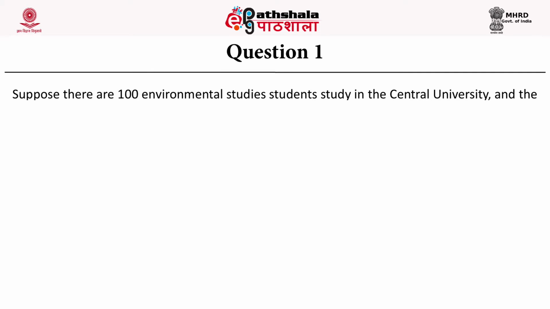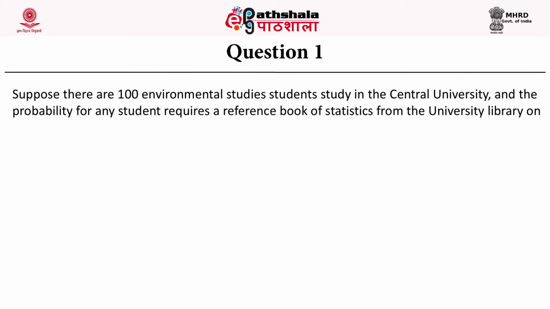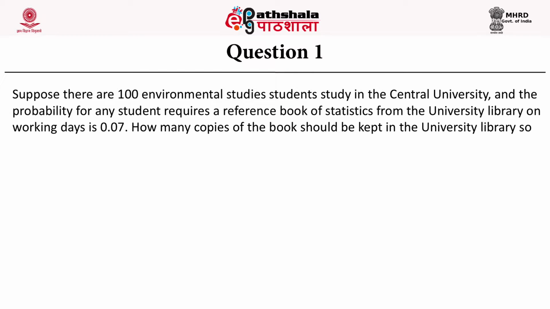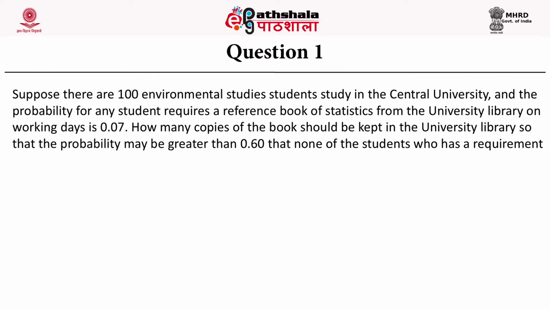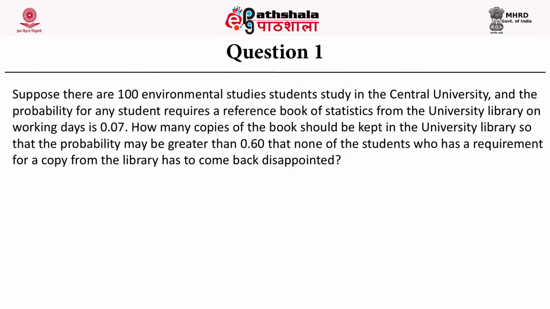So this is the first example. Suppose there are 100 environmental studies students in the Central University, and the probability that any student requires a reference book of statistics from the university library on a working day is 0.07. How many copies of the book should be kept in the university library so that the probability is greater than 0.60 that none of the students who has a requirement for a copy from the library has to come back disappointed?